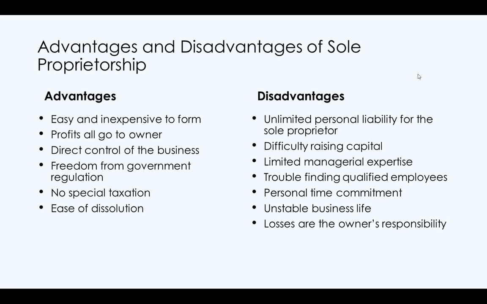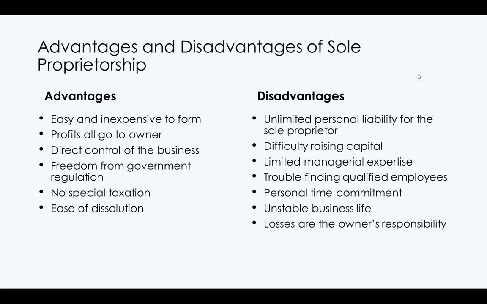And then unstable business life, things go up, things go down. This is tied to your personal income. So if the industry is doing bad, lots of people don't want to buy fish the next year, then that fish market owner is going to see their personal income fall, and so their personal finances. And so because of that, the ups and downs, it can be unstable.